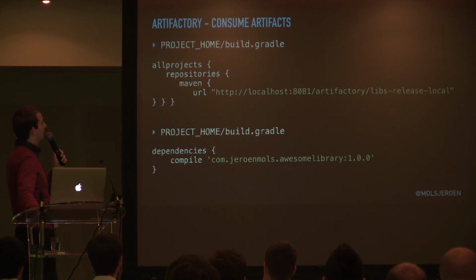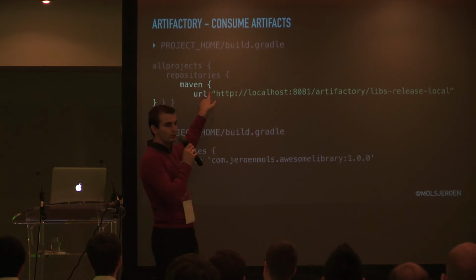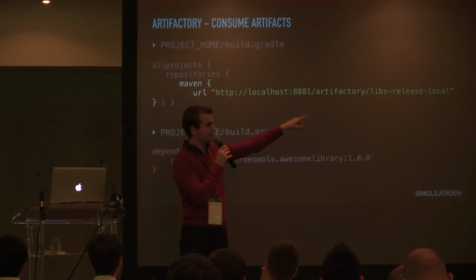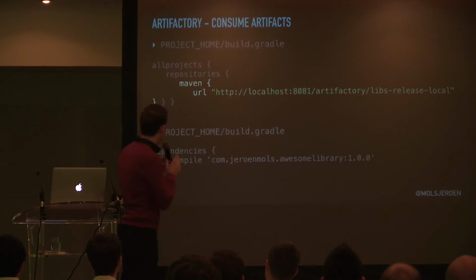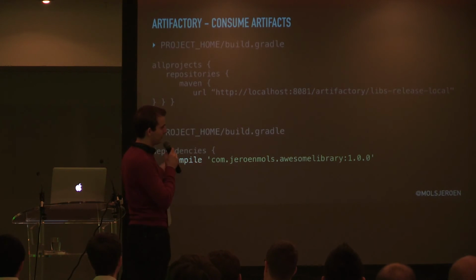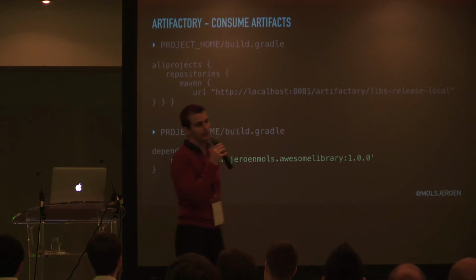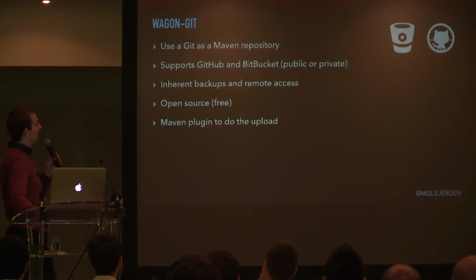If you then want to consume the artifacts, again we have to define the Maven URL, so we point it to our Artifactory instance, and we say this is the sub Artifactory repository that we want to use. And then the same as we were doing with the public Maven repository, you just define the group ID, the library name, and then the version to start using it. So you can see the same thing coming back and back again. So that's everything for Artifactory.